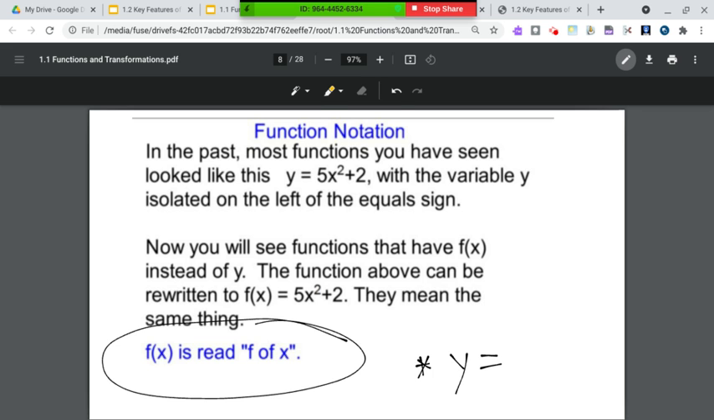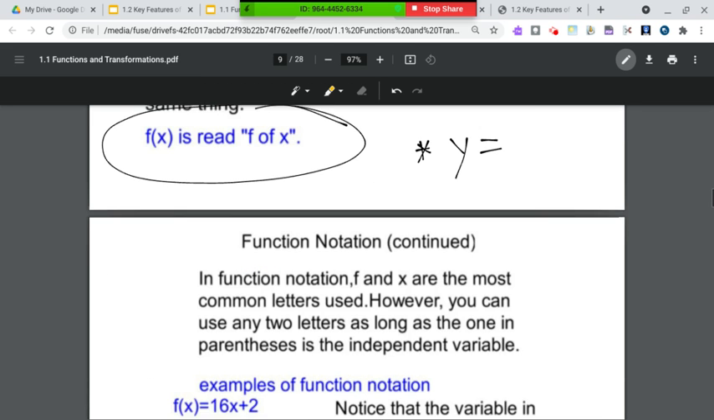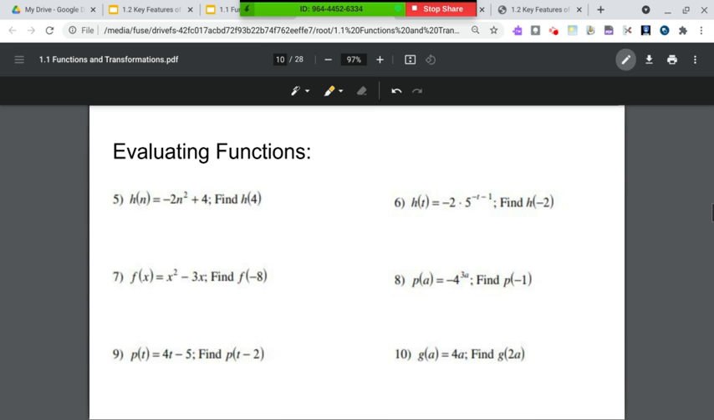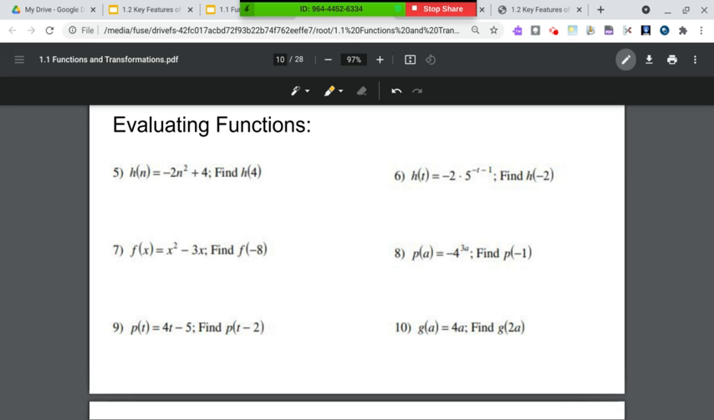Okay, you're okay here? Yeah. Okay. Now we're going to do a little bit of evaluating. So I'll model a few and then I'm going to have you do a couple.